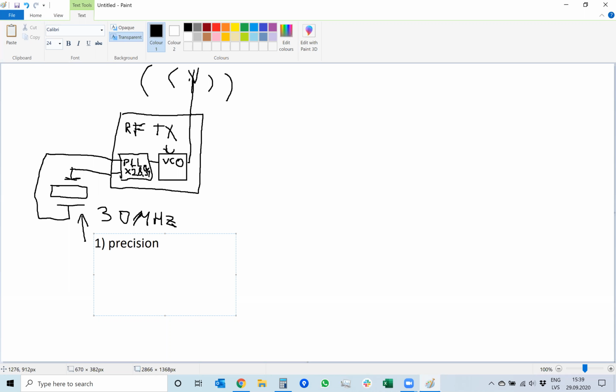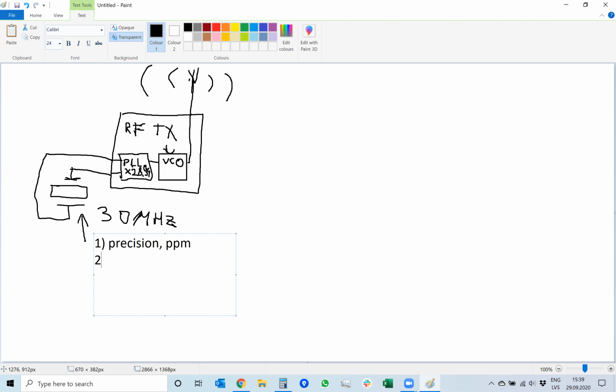So you make 1,000 crystals, each is supposed to be 30 megahertz, but nothing is perfect, nothing is equal. So of course, one crystal will be at a little bit lower frequency, for example, 29.99 megahertz, and the other crystal will be 30.001. So they have some kind of precision expressed in parts per million.